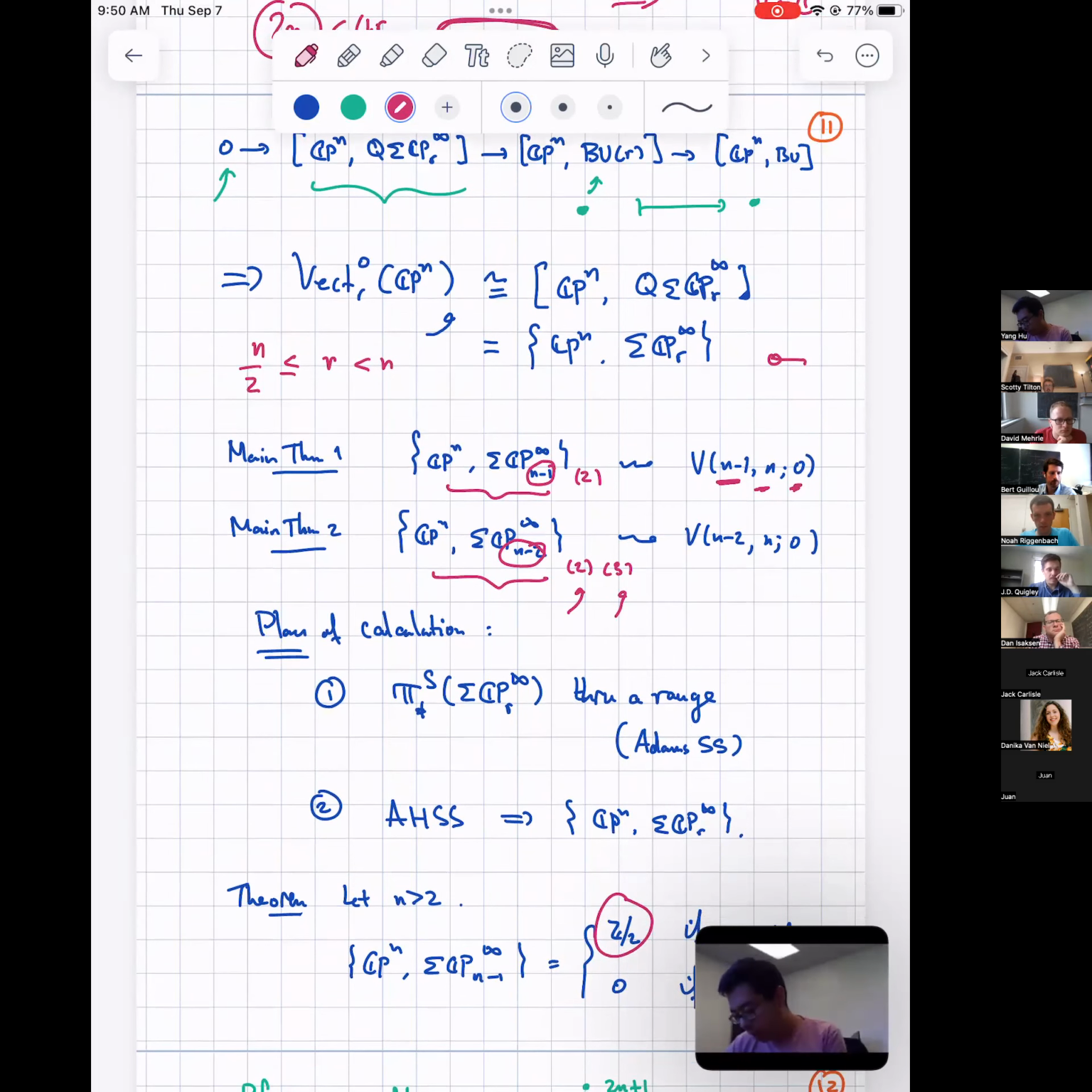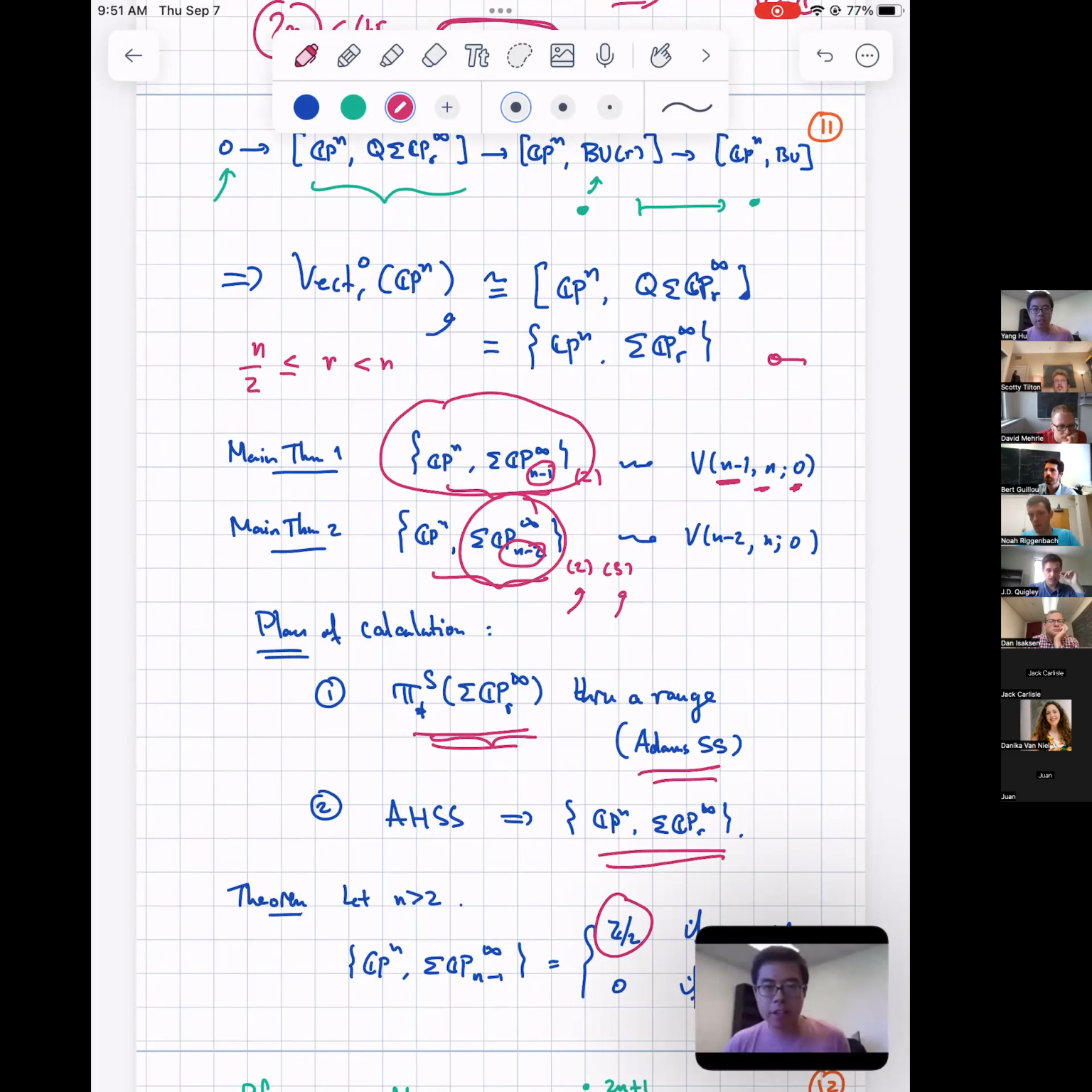So the plan for these calculations is to first calculate the stable homotopy of this target, suspension CP_R^∞, through a range that satisfies our need. I'm going to do that using the Adams spectral sequence. And we're going to treat these kinds of calculations as cohomology calculations whose coefficient ranges are exactly those stable homotopy groups. And we run through the Atiyah-Hirzebruch spectral sequence to obtain these desired calculations.